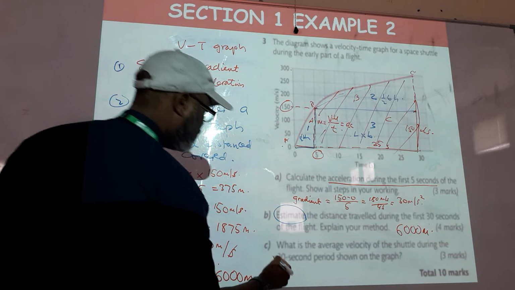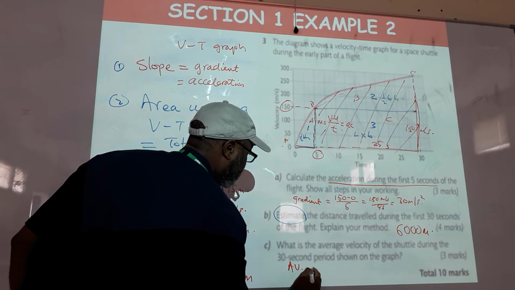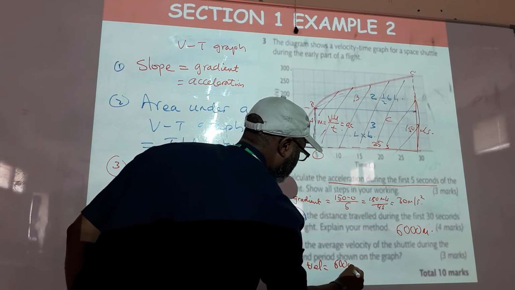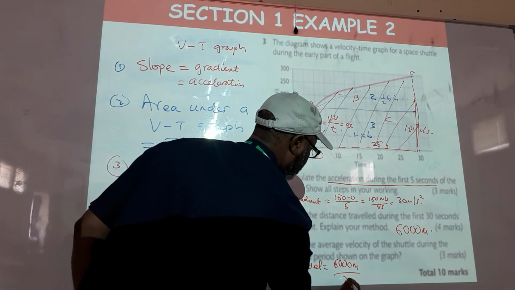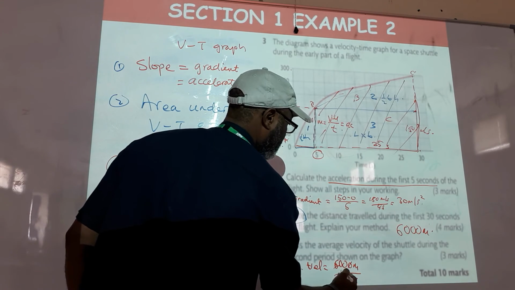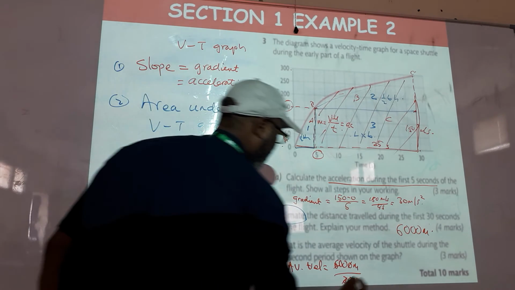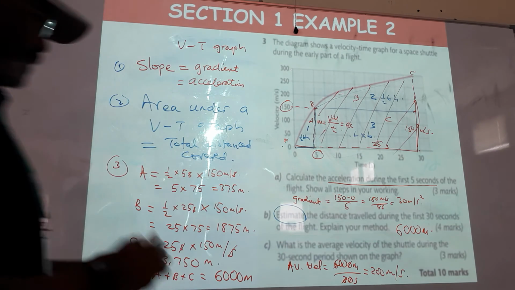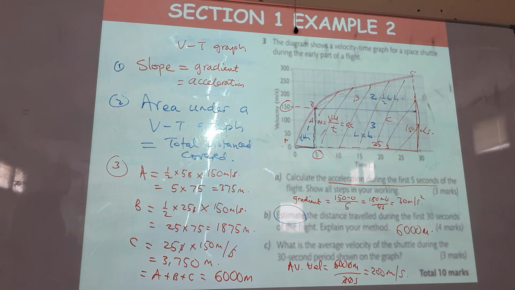We found the total distance traveled, so the average velocity will be 6,000 meters over 30 seconds. That gives us 600 divided by 3, which is 200 meters per second. That gives us the average velocity without sweating at all. And this is how we do a question like this when you come across it in the exam. Good luck.